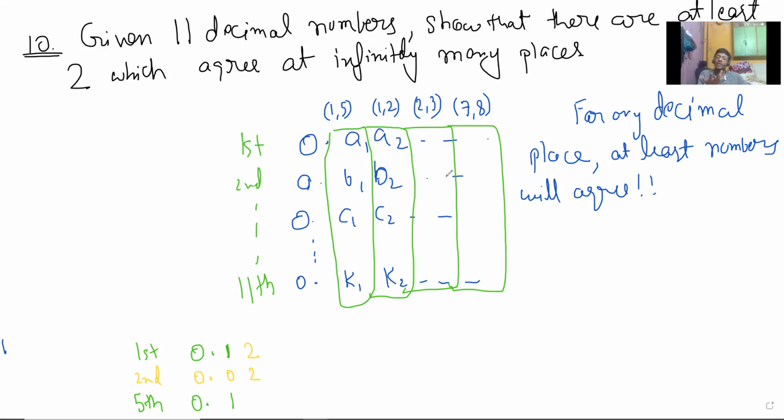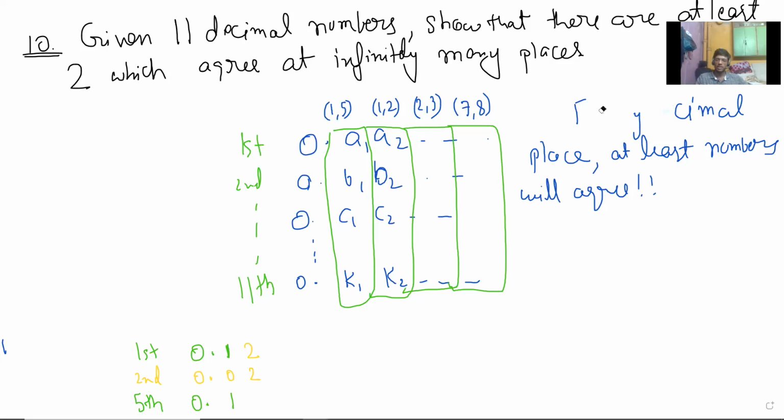See, if there are two numbers in this whose decimal expansion terminates, then we are good, right? We can go home, because then after that they are both 000. So they agree. Okay, but we will assume that is not the case.